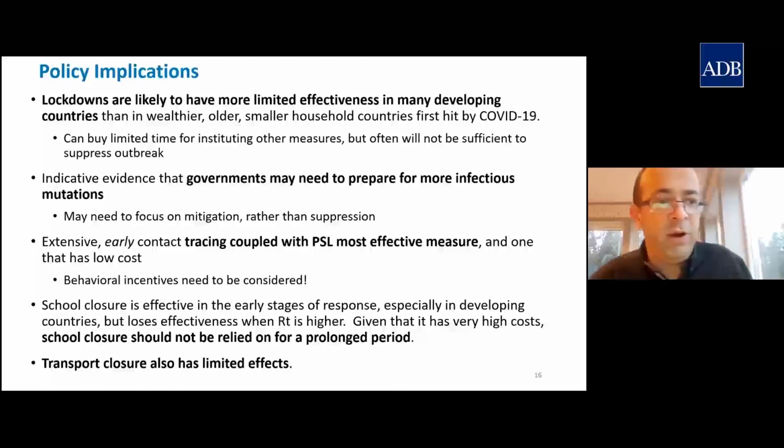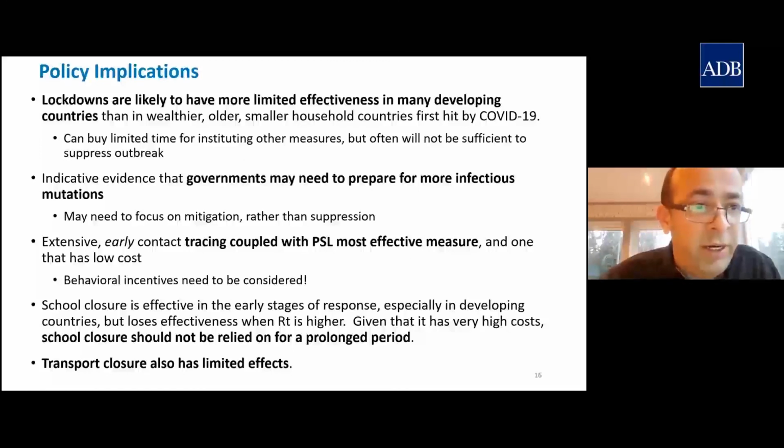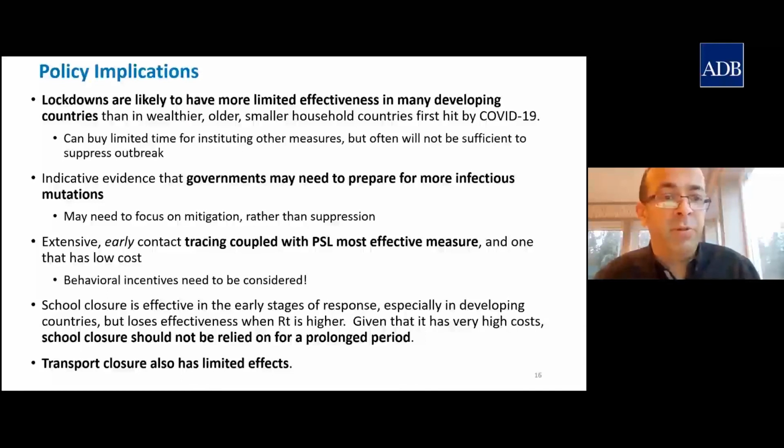So the overall messages from what we have done are that lockdowns are likely to be somewhat less effective. Getting people to stay home more is likely to be less effective in developing countries than developed countries. We both see that in the difference in the countries. And we also see this negative interaction effect with household size, which also would make sense when you consider that larger households have more contacts at home.